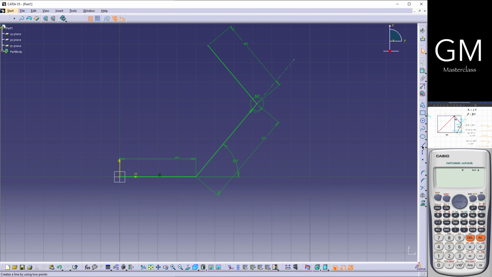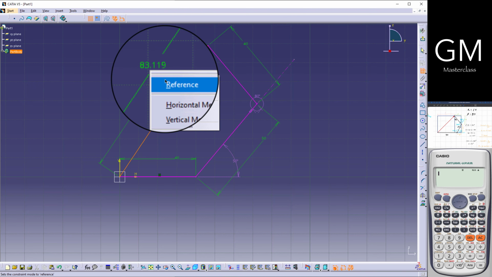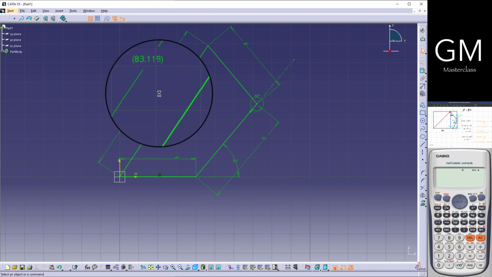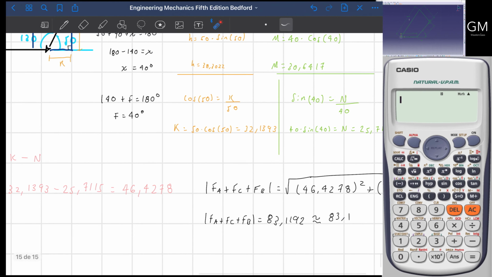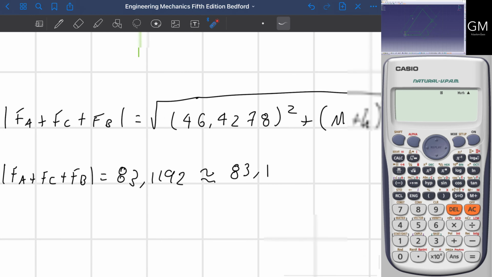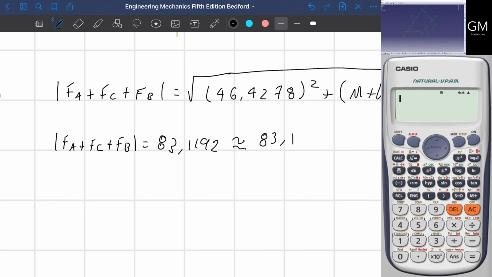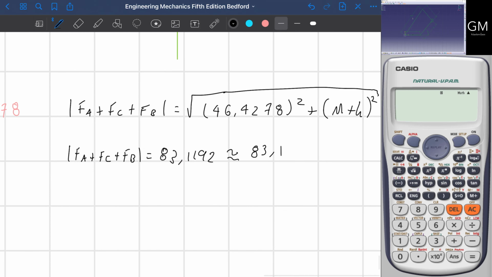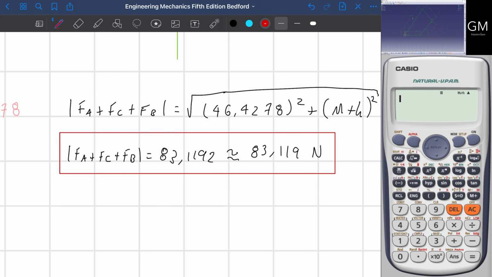And I'm going to create our result, this line. Now I just have to measure the length of the line, and right here we were pretty close, actually. The answer is 83.119. In this case, newtons. Right, guys? And this is how this exercise could be solved.